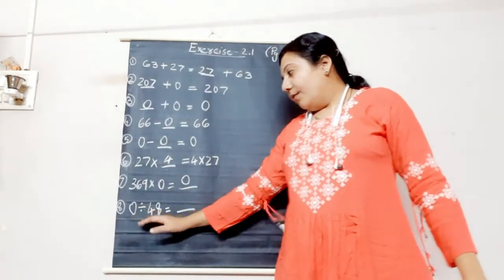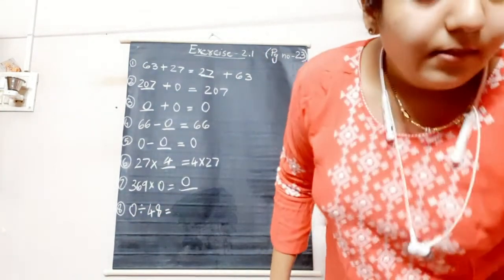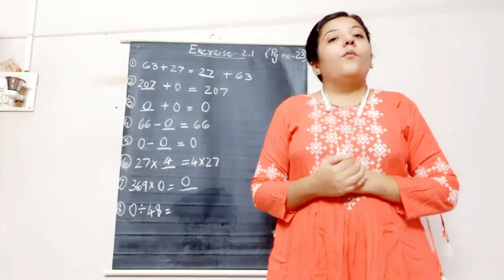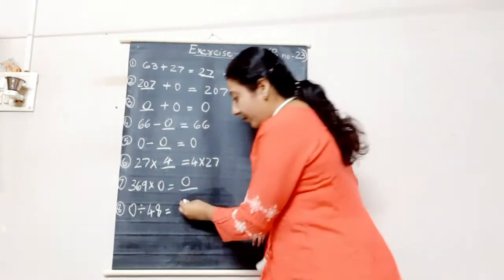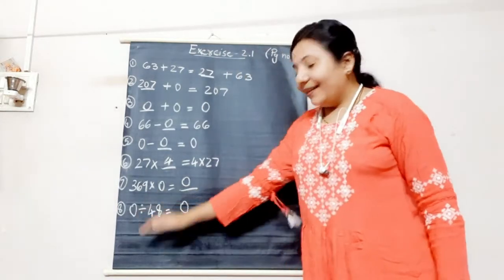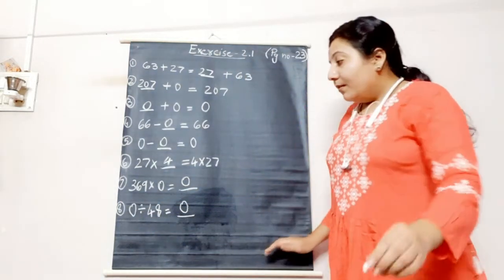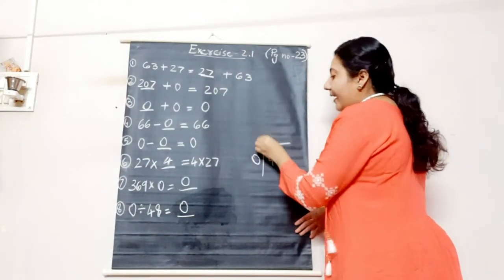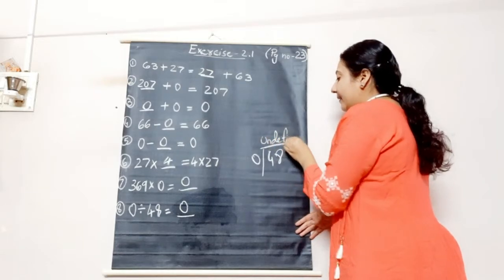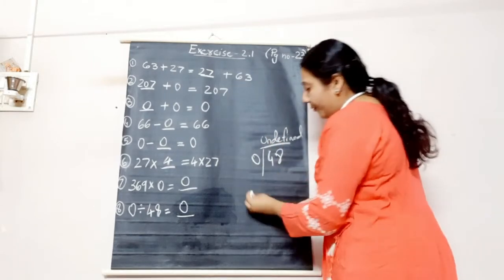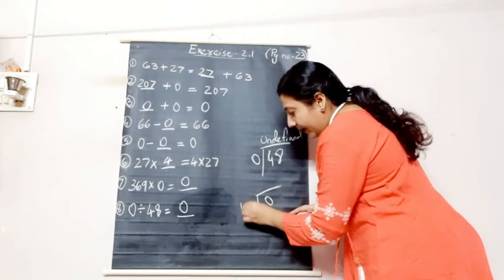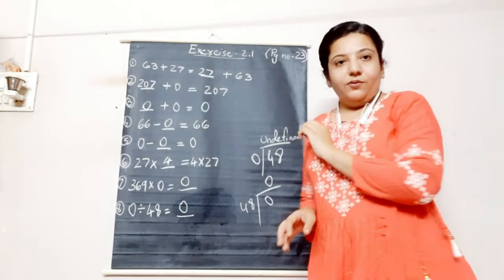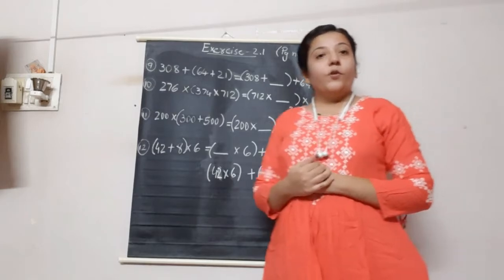Next one, 0 divided by 48. Okay, so 0 divided by 48 will give you 0. See how? Because it is getting divided by a whole number. See, suppose if we were dividing 48 by 0, then we will not get any answer. It will be undefined. But if you divide 0 by 48, then you get quotient 0. Okay? Now question number 9.